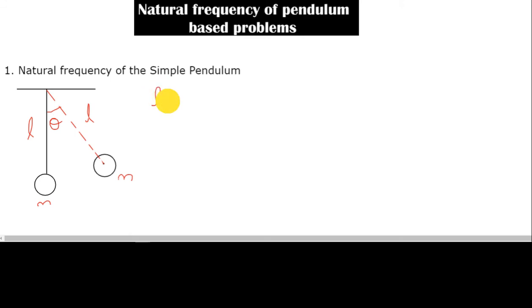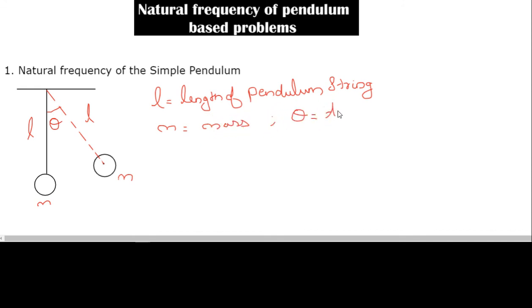One is L, that is the length of the pendulum string, and the other one is the mass of the pendulum. And one more parameter required is theta, which is the angular displacement. So these are the parameters required. This can be solved in many methods. The easiest method is the equilibrium method.